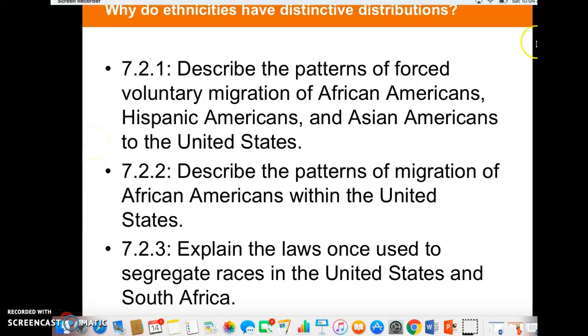Chapter 7, Key Issue 2, is about why ethnicities have distinctive distributions, and we'll be focusing on the United States, and we'll talk a little bit about South Africa.